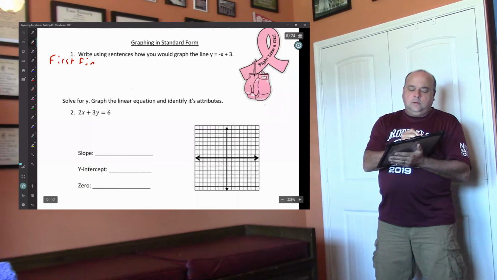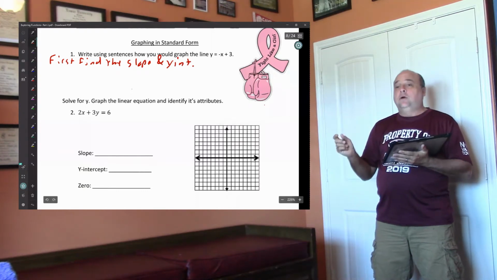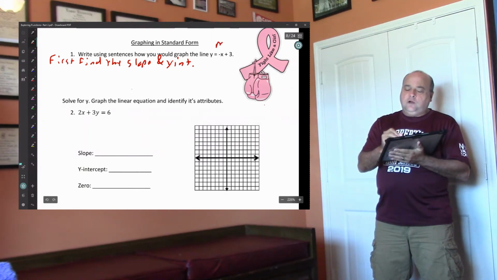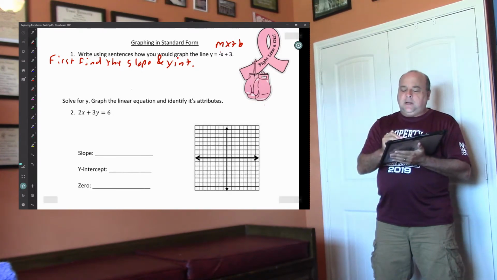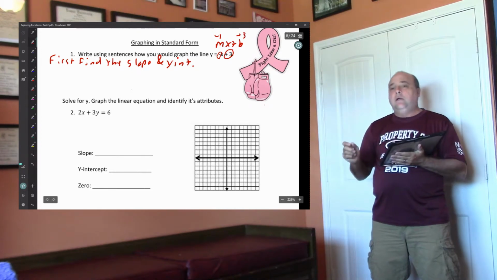First off, write using sentences how you would graph the line y equals negative x plus 3. First, find the slope and y-intercept. I'm going to abbreviate. If we do mx plus b, the slope is going to be -1 and the b is going to be positive 3.